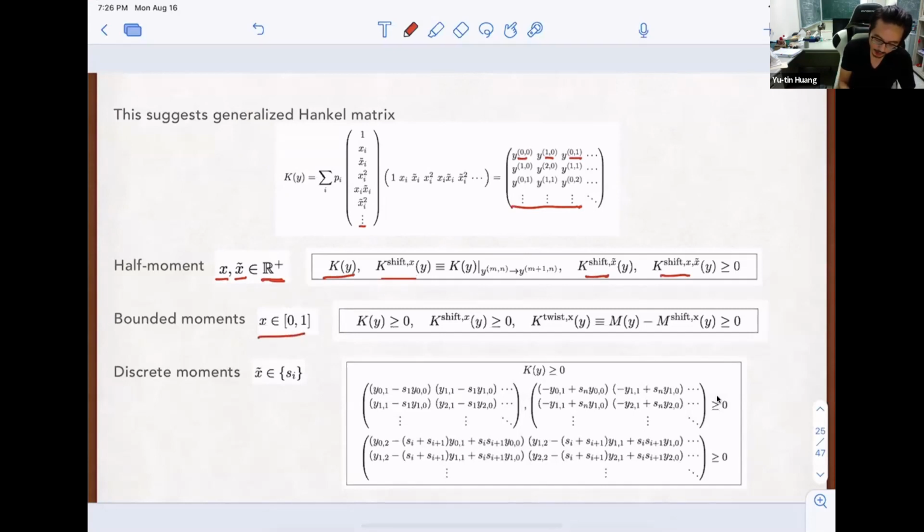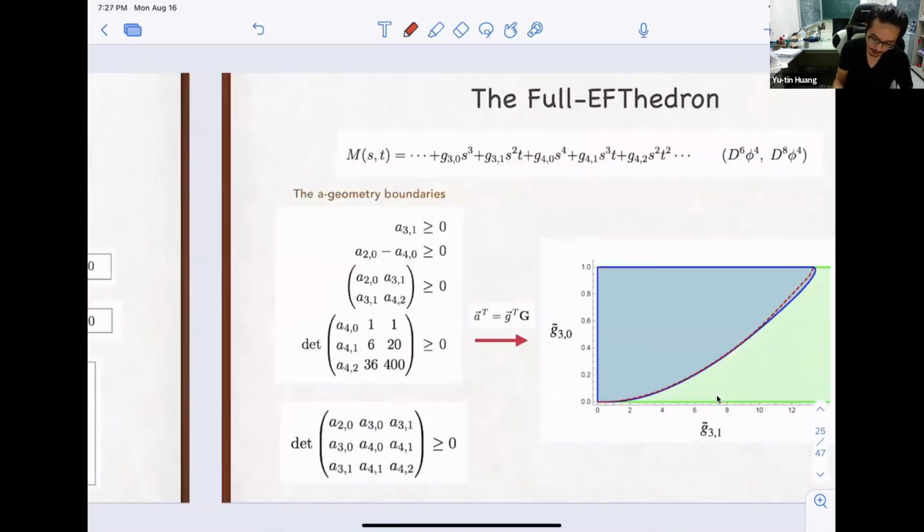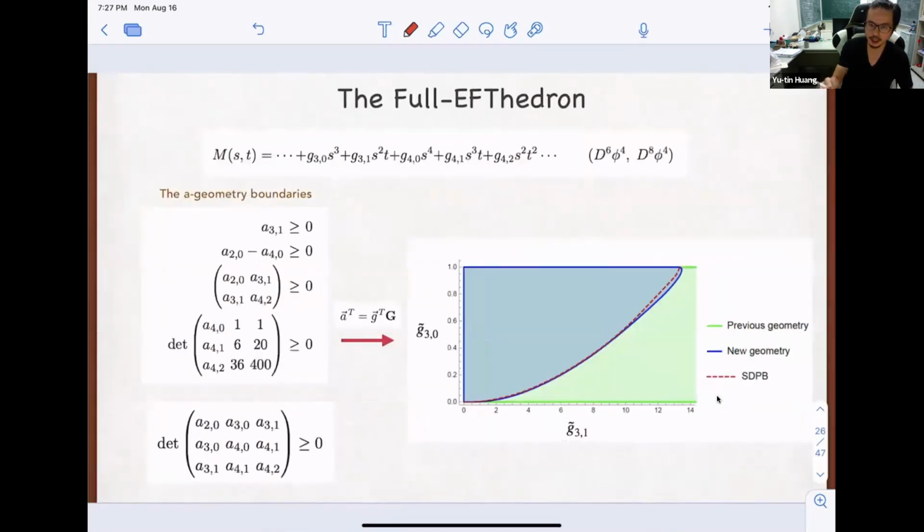If you have bounded moments, then you have the Hankel matrix being positive. And you also have what we call the twisted Hankel, which is the original matrix plus the shifted one. And these are positive. So you can derive all sorts of conditions depending on what the nature of your double moments are. Good. So we can immediately apply this to our EFThedron, since we've seen that our EFThedron is given by the product of Hankel matrices, the product of double moments. So for example, let me just consider the scalar EFThedron. Let me consider the sixth derivative and eighth derivative terms.